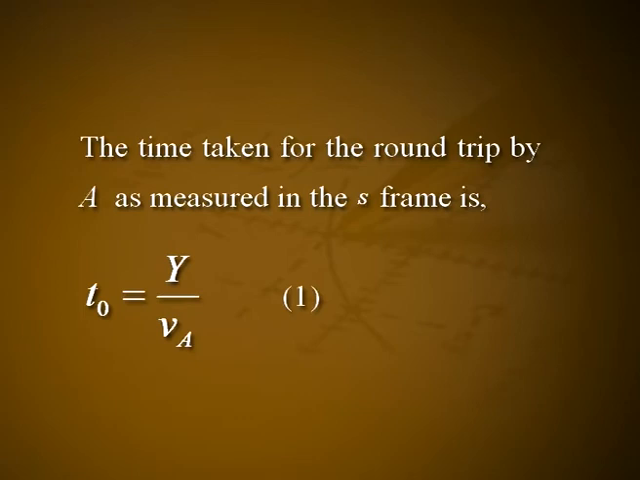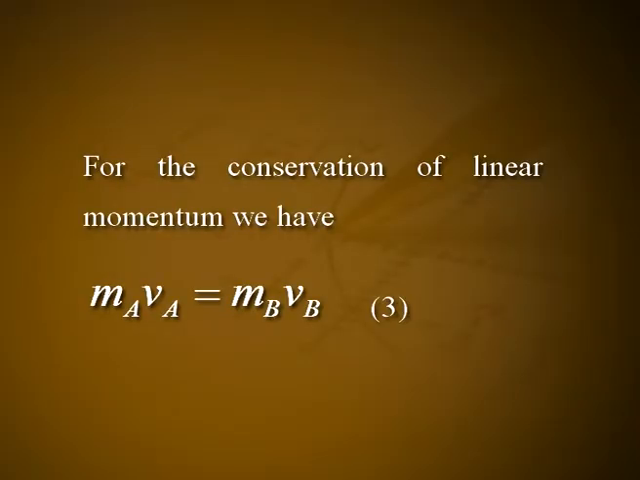The time taken for the round trip by a as measured in the s frame is t naught is equal to y divided by va, let it be equation number 1, and that for b as measured in the s dash frame is t naught is equal to y divided by vb dash, let it be equation number 2. For the conservation of linear momentum, we have ma into va is equal to mb into vb, let it be equation number 3, where ma and mb are the masses of a and b, and va and vb are the velocities as measured in the s frame.